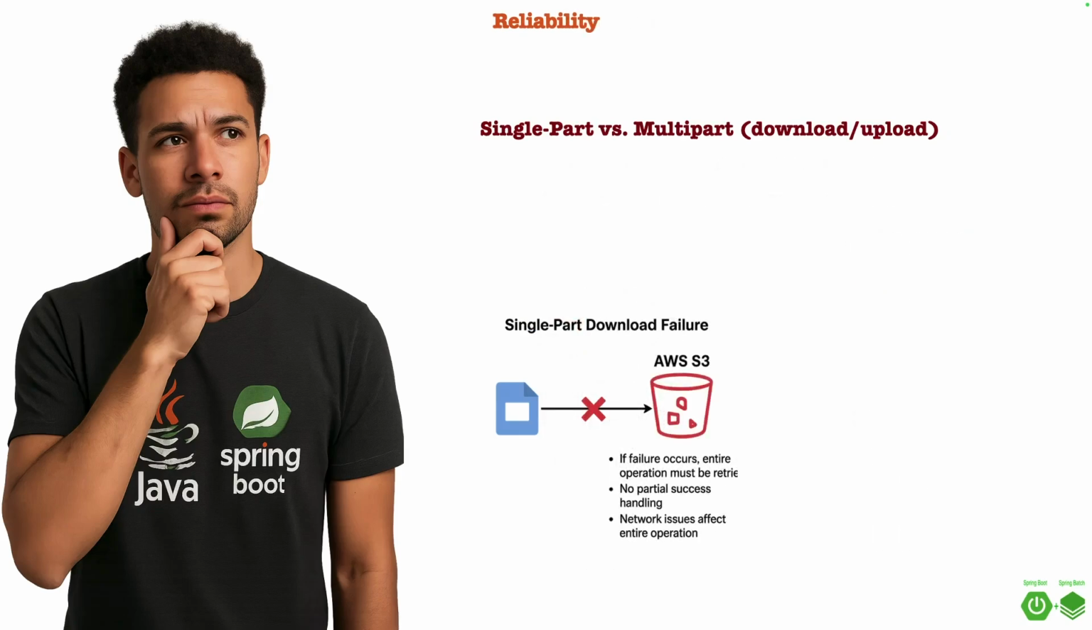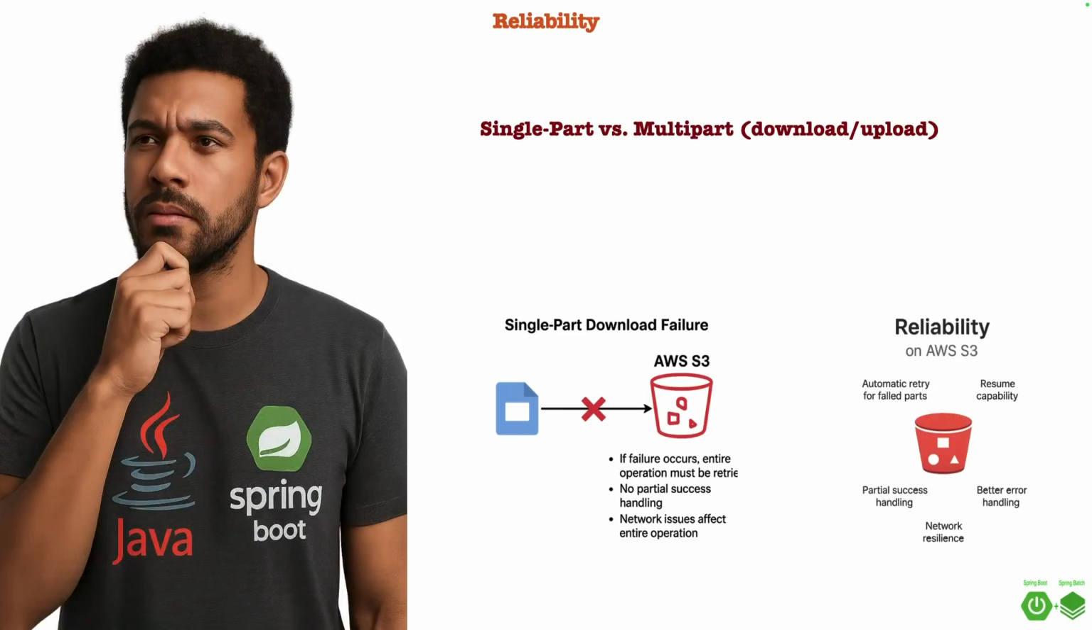In terms of reliability, we can understand, for example, with a single part download, when it fails, we have here a single point of failure, okay, and if it fails, there is no automatic retry mechanism, and the entire operation must be retried. So there is no partial success handling, and also network issues can affect the entire operation.